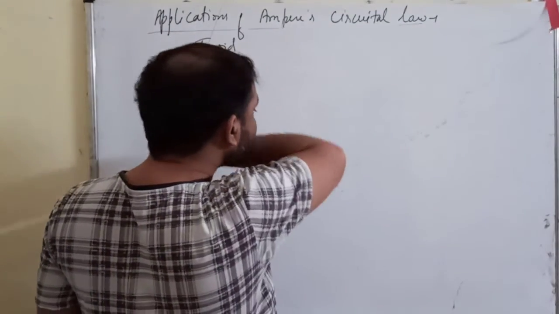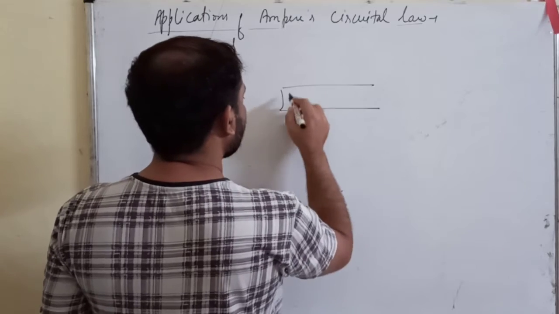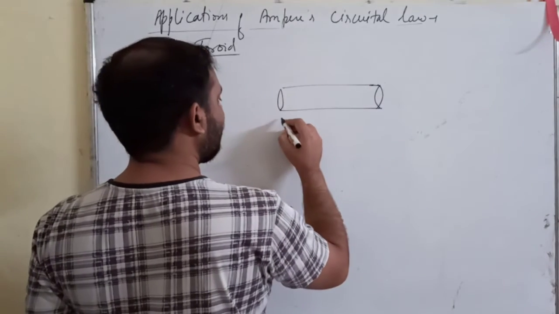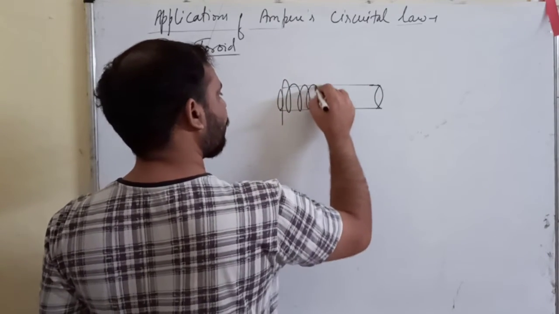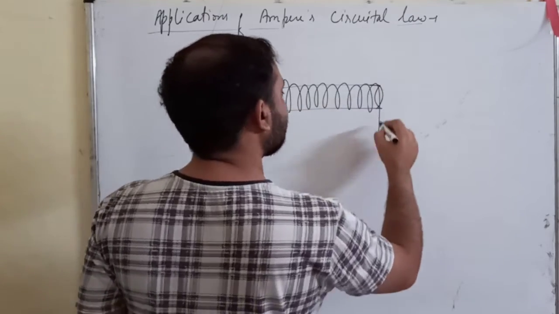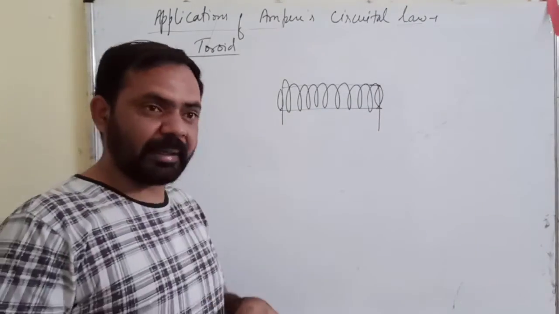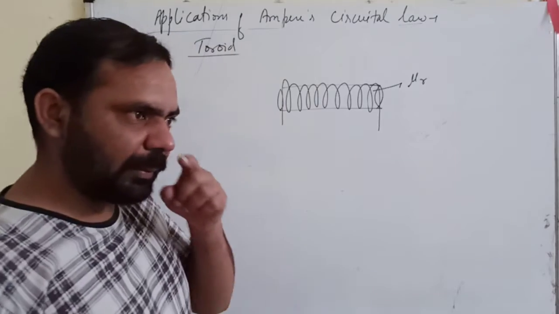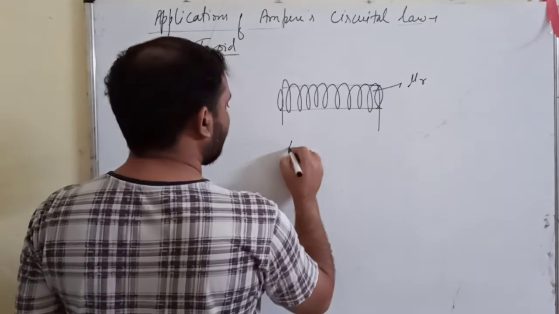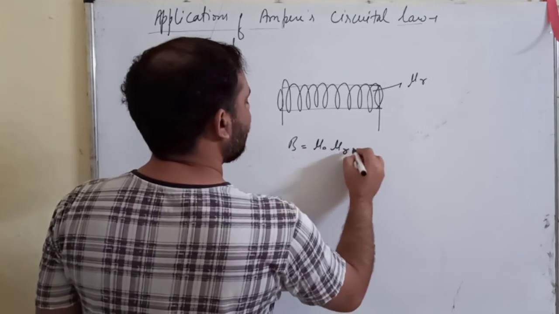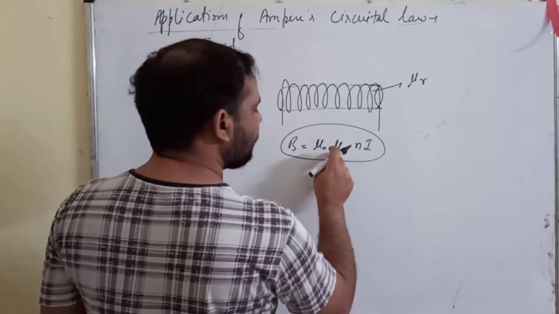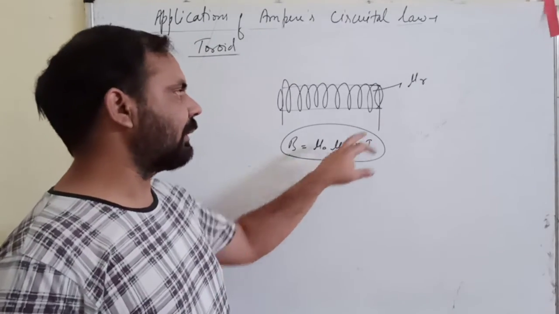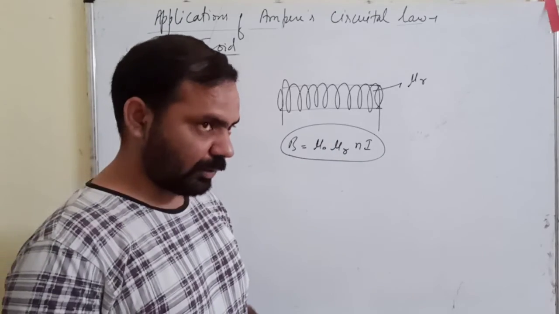Suppose we take a core like this, and instead of making only a simple solenoid, we wound the turns on this core. It means the medium enclosed by the solenoid is some other material whose relative permeability is mu r. Then simply the formula will become B equals mu naught mu r n I. This is for solving numericals. You simply multiply the expression with mu r. That's all, right?